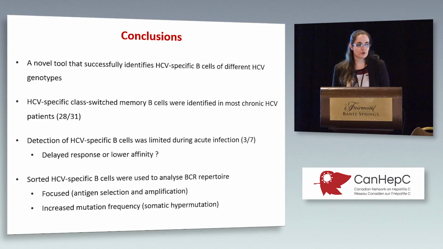And finally, we could sort those HCV-specific B cells to analyze their BCR repertoire, and we showed that their repertoire was focused, so these cells were selected and amplified, and they had an increased mutation frequency, suggesting the maturation process.